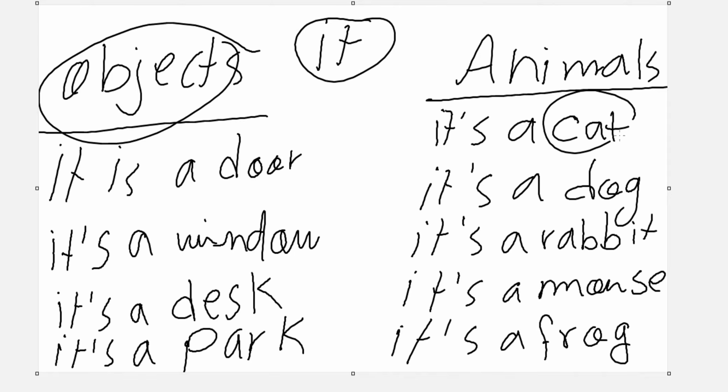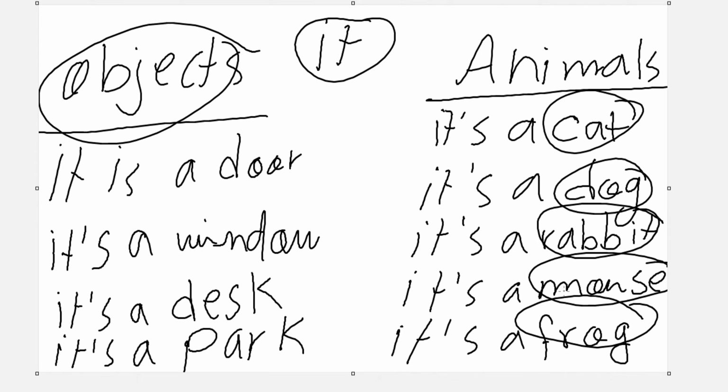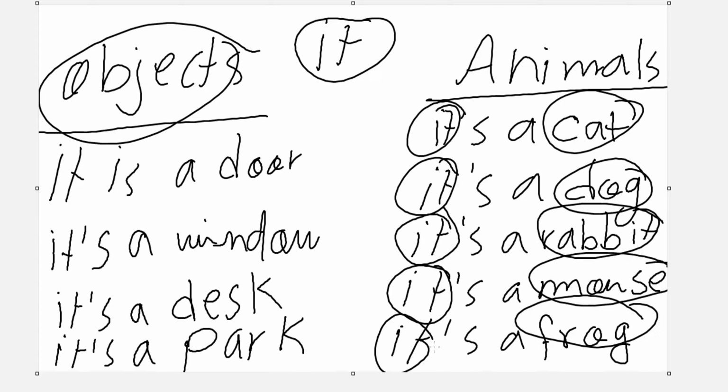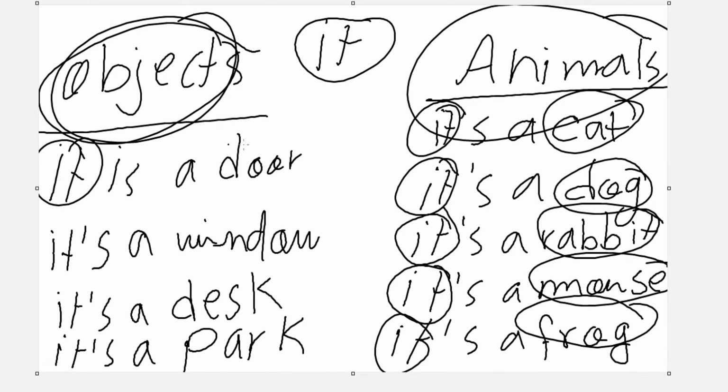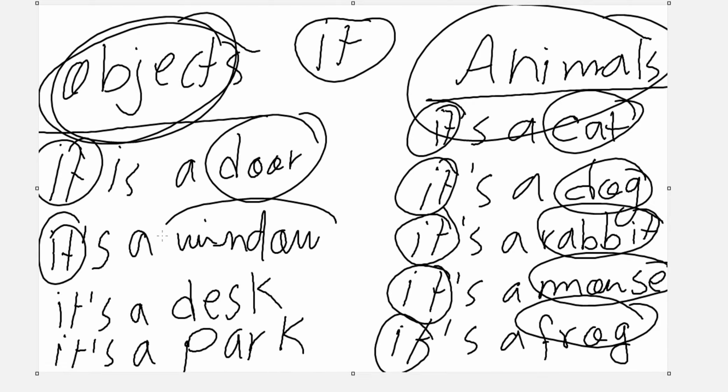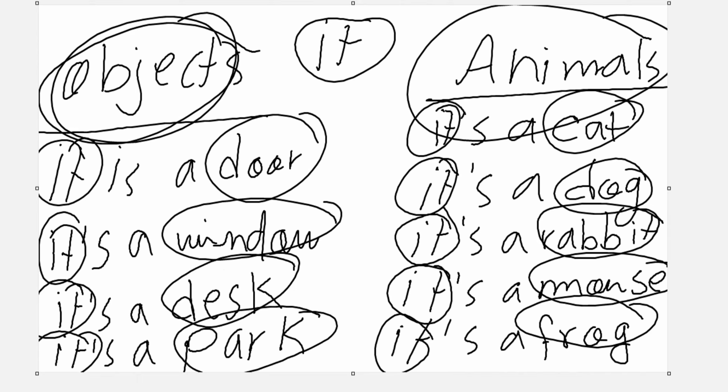So these are animals. When we're talking about animals, we use it. Okay, whenever we're talking about animals, we use it. It's a frog, it's a mouse, it's a rabbit, it's a dog, it's a cat. Okay, we use it whenever we're talking about animals, or we're talking about objects. It's door, it's window, it's desk, it's park. Okay, objects.